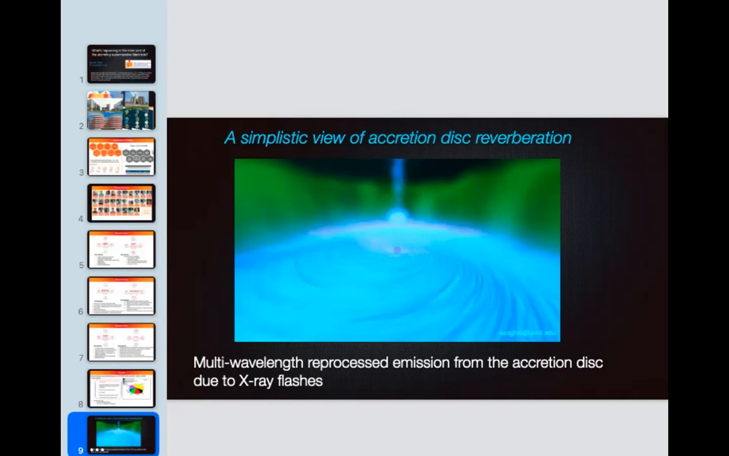Before coming to the actual spectra, let me talk about one more source, IRAS 13224. Here, similar work was done by Erin Kara in 2013. What she did was take a small part of the X-ray light curve, which is shown in blue, and then another part of the X-ray light curve, which is shown in this magenta color.